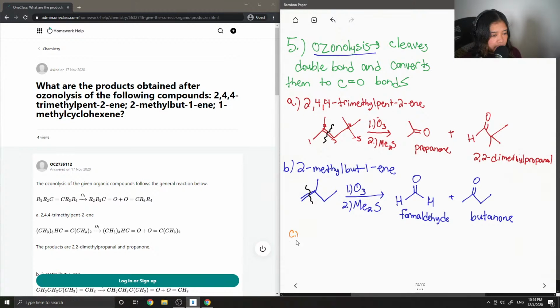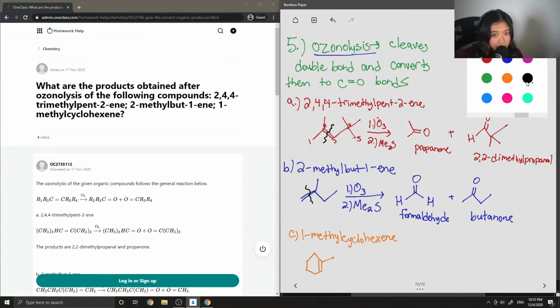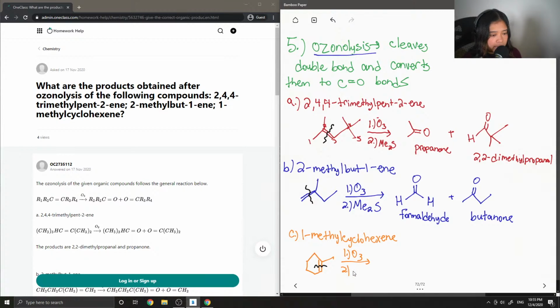And then for our last compound, it is 1-methyl-cyclohexene. Okay, so cyclohexene means it is a 6-membered ring that has a double bond. And there's also a methyl group on carbon 1. So again, I'm going to draw where the bond will break and show my reagents.